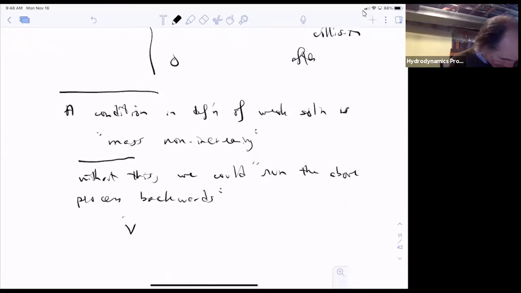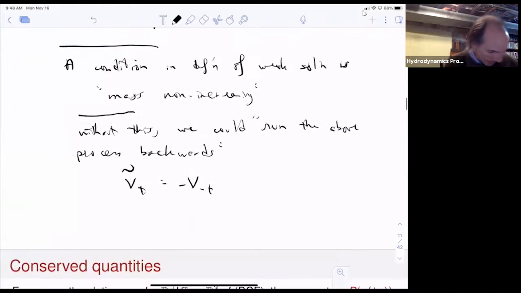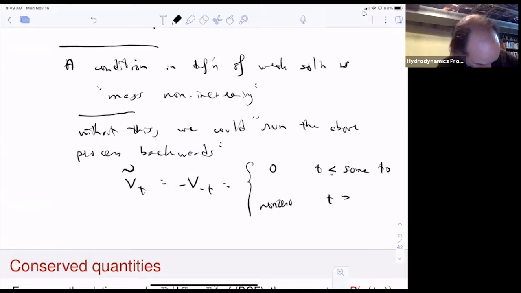So I would define V tilde of t as V of minus t. Maybe I need to change the sign of the tangents to do this. I think I do. Okay, and so this would be equal to 0 for t less than some t naught, non-zero for t bigger than t naught. For t bigger than t naught, it would involve the 2 rings moving away from each other.